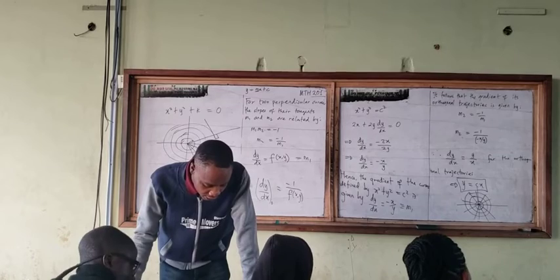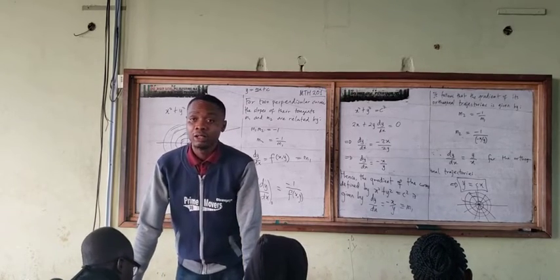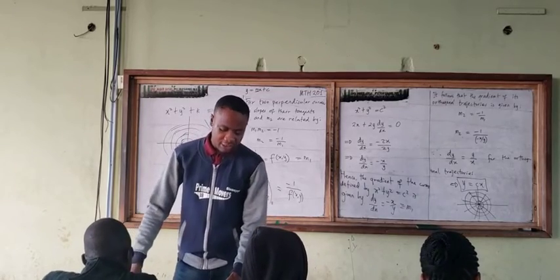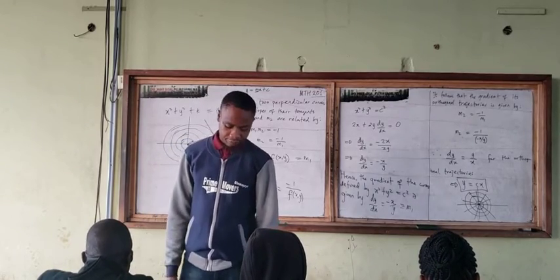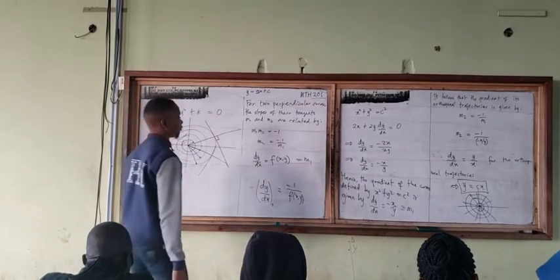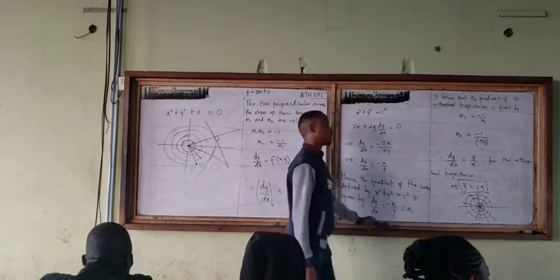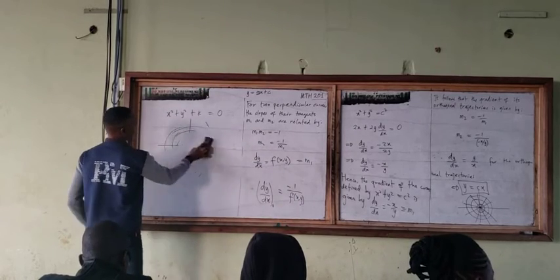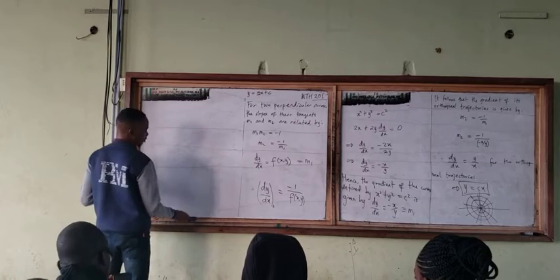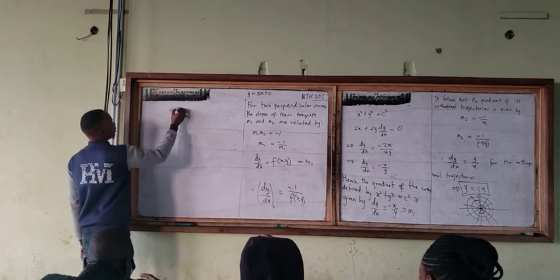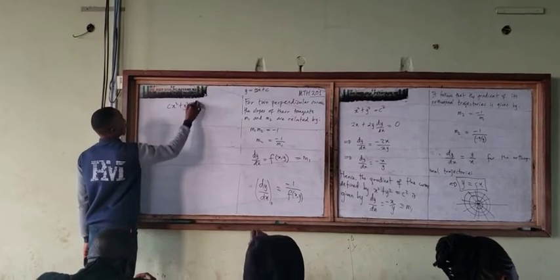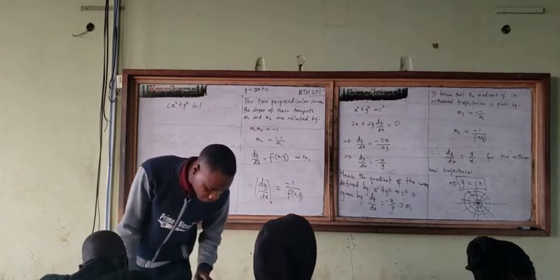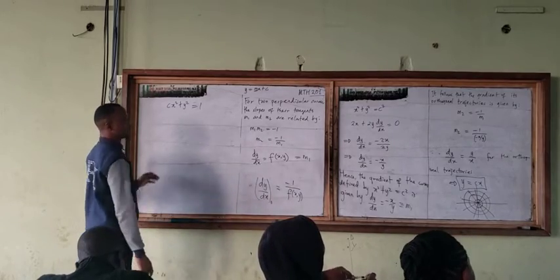Look at number 8. Are you there? Number 8. Find the orthogonal trajectories of the family of curves cx squared plus y squared equals 1. So can you give that a try? So let's start it together. All together. cx squared plus y squared is equal to 1. So we're going to start the same way.